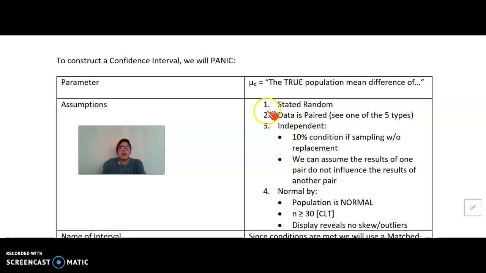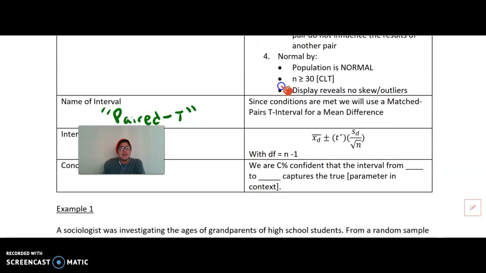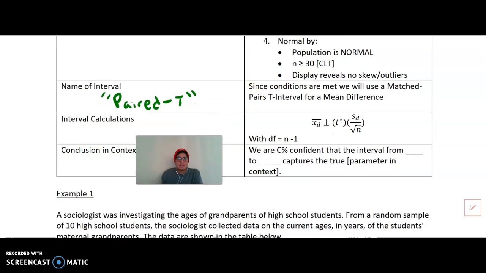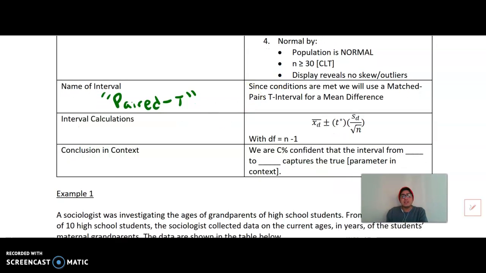Now, the data is paired isn't an official AP exam condition. In fact, it's more of a recognition. So I'm actually going to show you how you would do condition 2 and then this second bullet point on condition 3 together. The official name can be either or. If the conditions are met, you can use a matched pairs t interval for a mean difference, or you can use a paired t interval or paired t test. As long as there's the p word, the pair, in there, we should be pretty good.